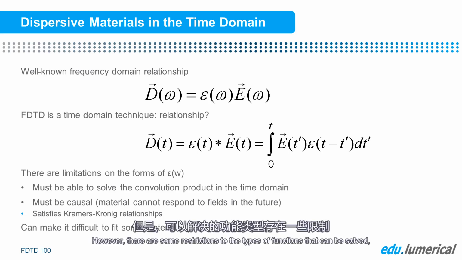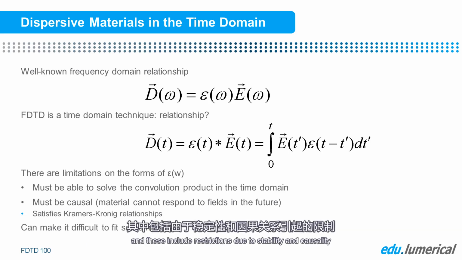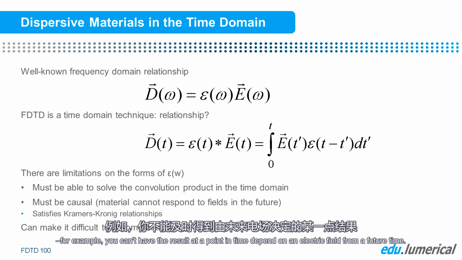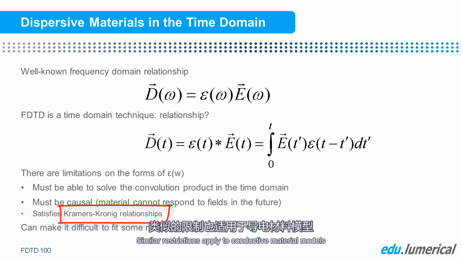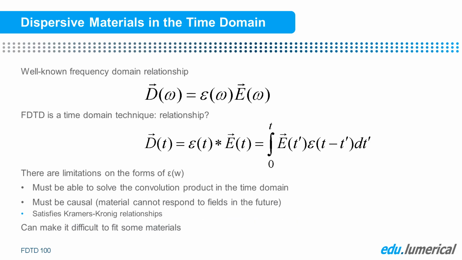However, there are some restrictions to the types of functions that can be solved, and these include restrictions due to stability and causality. For example, you can't have a result at a point in time depend on an electric field from a future time. This places some restrictions on the relationship between the real and imaginary part of the permittivity, known as the Kramers-Kronig relations. Similar restrictions apply to conductive material models.